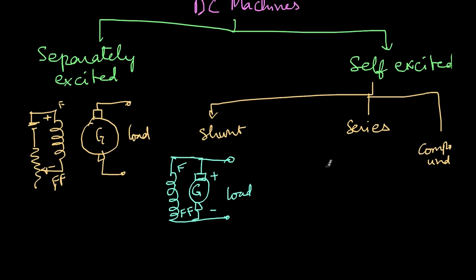So that is the shunt generator. In series generator, same thing. The functionality is the same, but just the connection is different. The series winding is connected in series with the armature winding. So this is a generator. This is A, and this is F and FF. And here the load is connected.